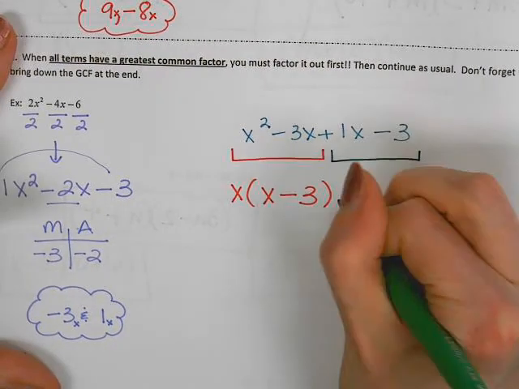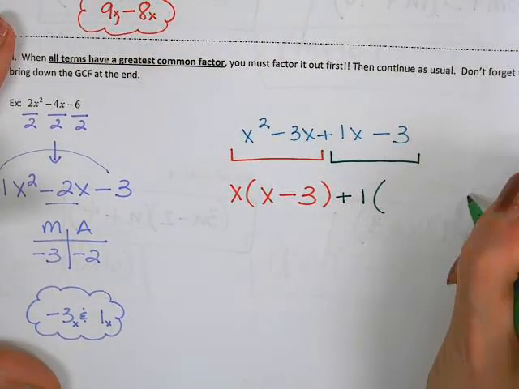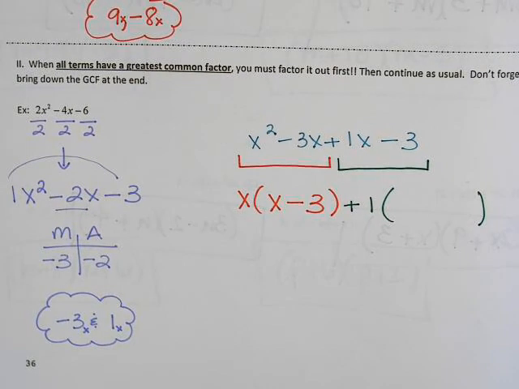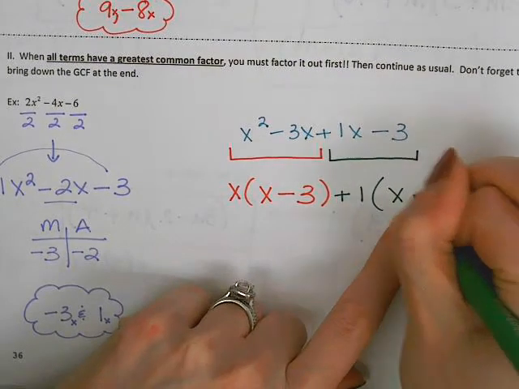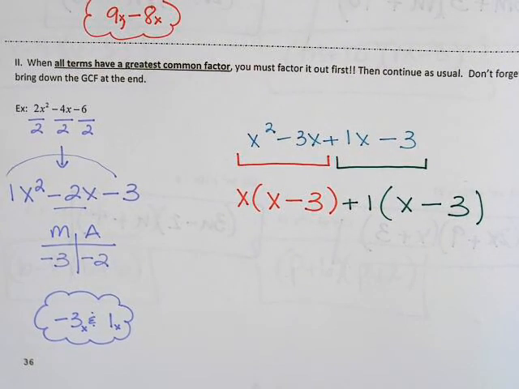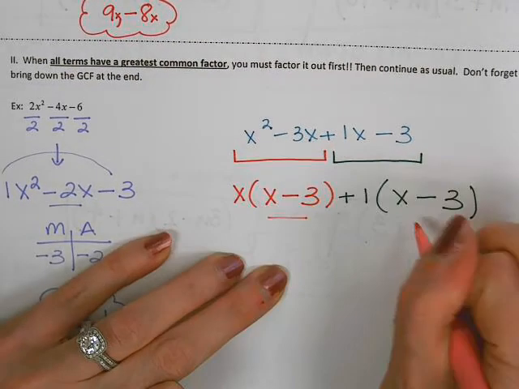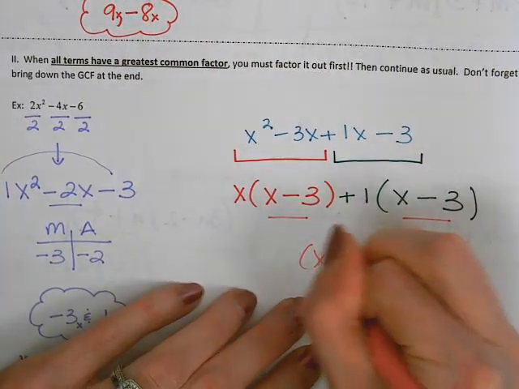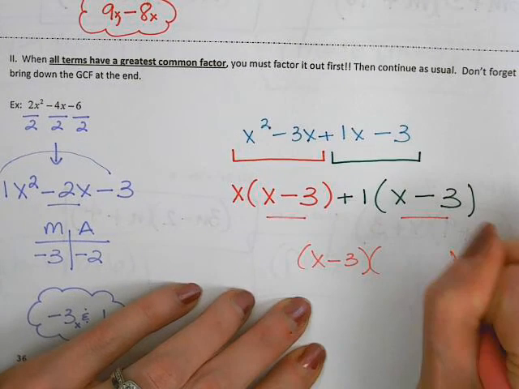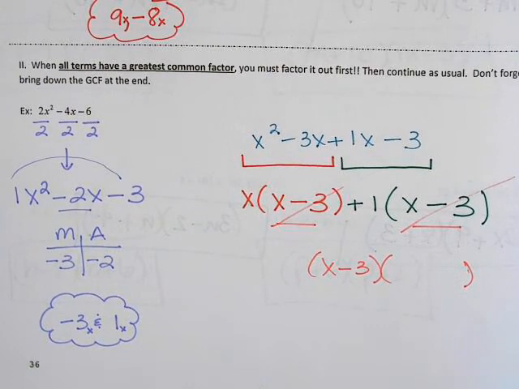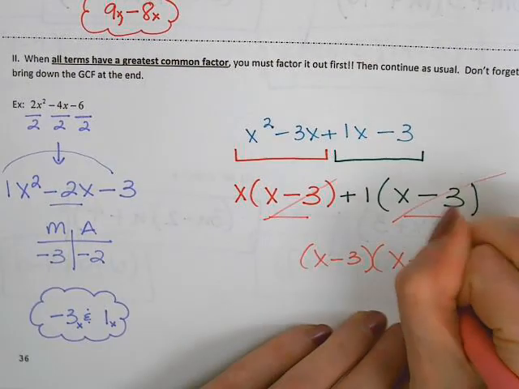Now, these guys only have a 1 in common, nothing else. So if you divide them both by 1, nothing changes, so you're still left with x minus 3. And that means we're doing something right, because if they have a common factor, then that comes out. And when you take that out, the leftovers are the other parenthesis, so x plus 1.